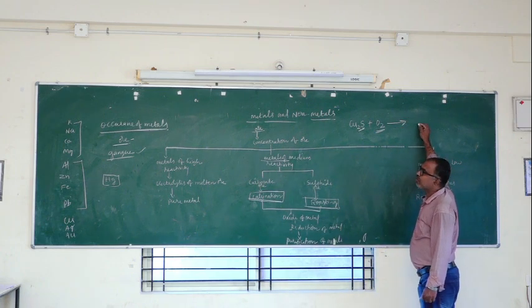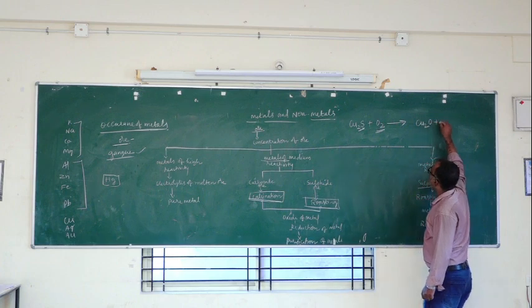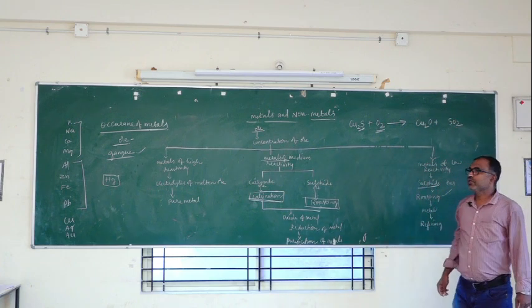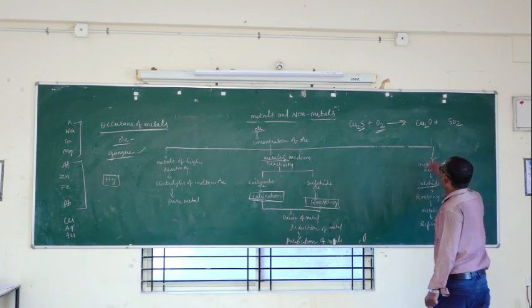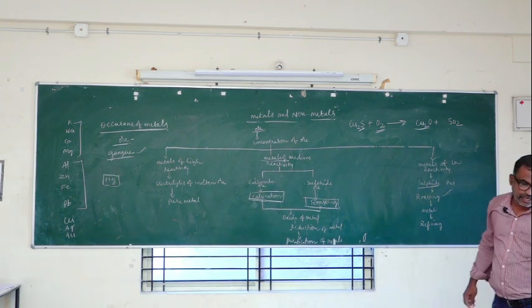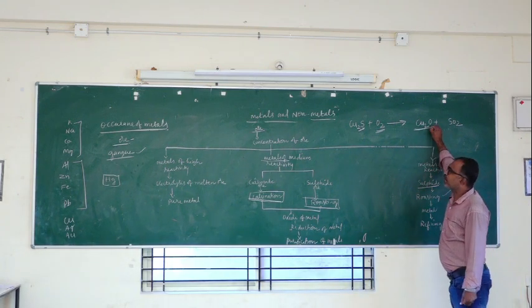a compound, that is Cu2O, plus we are going to get SO2. So here also we are going to extract the copper. Here copper oxide is present. So from this, the product we are going to get is copper oxide.